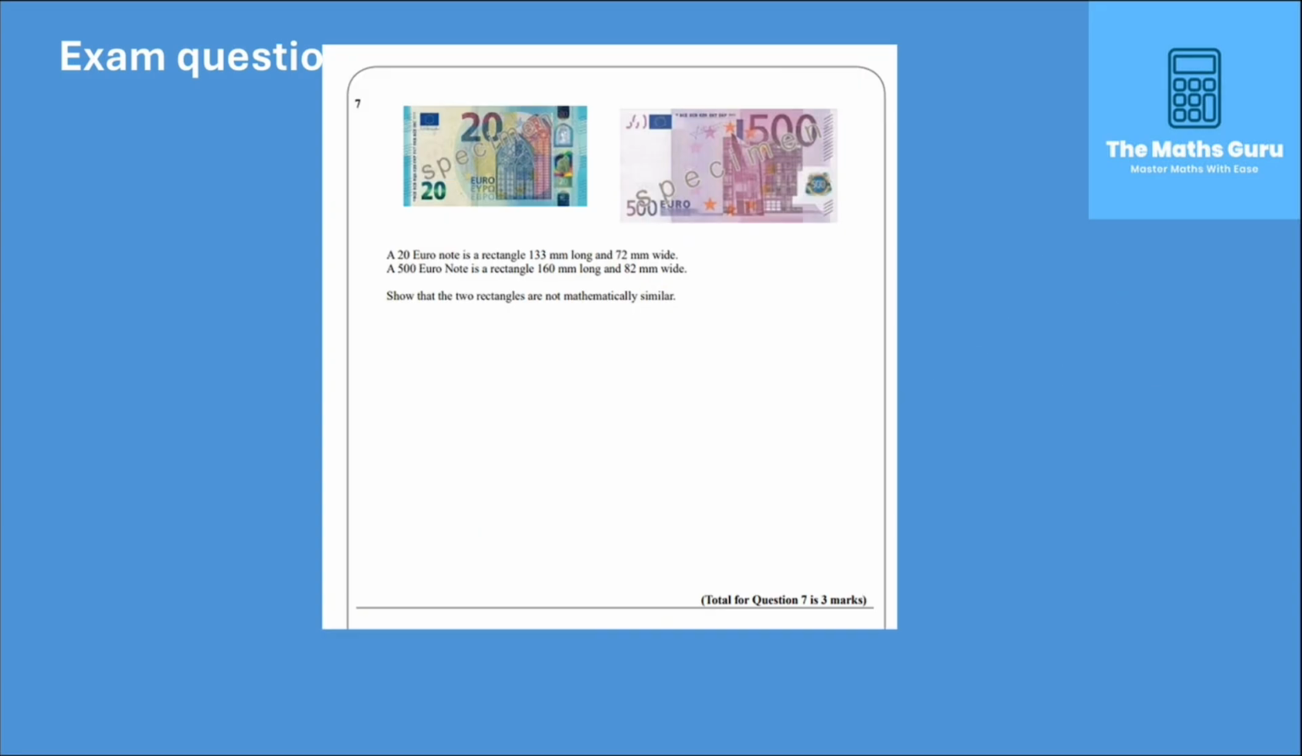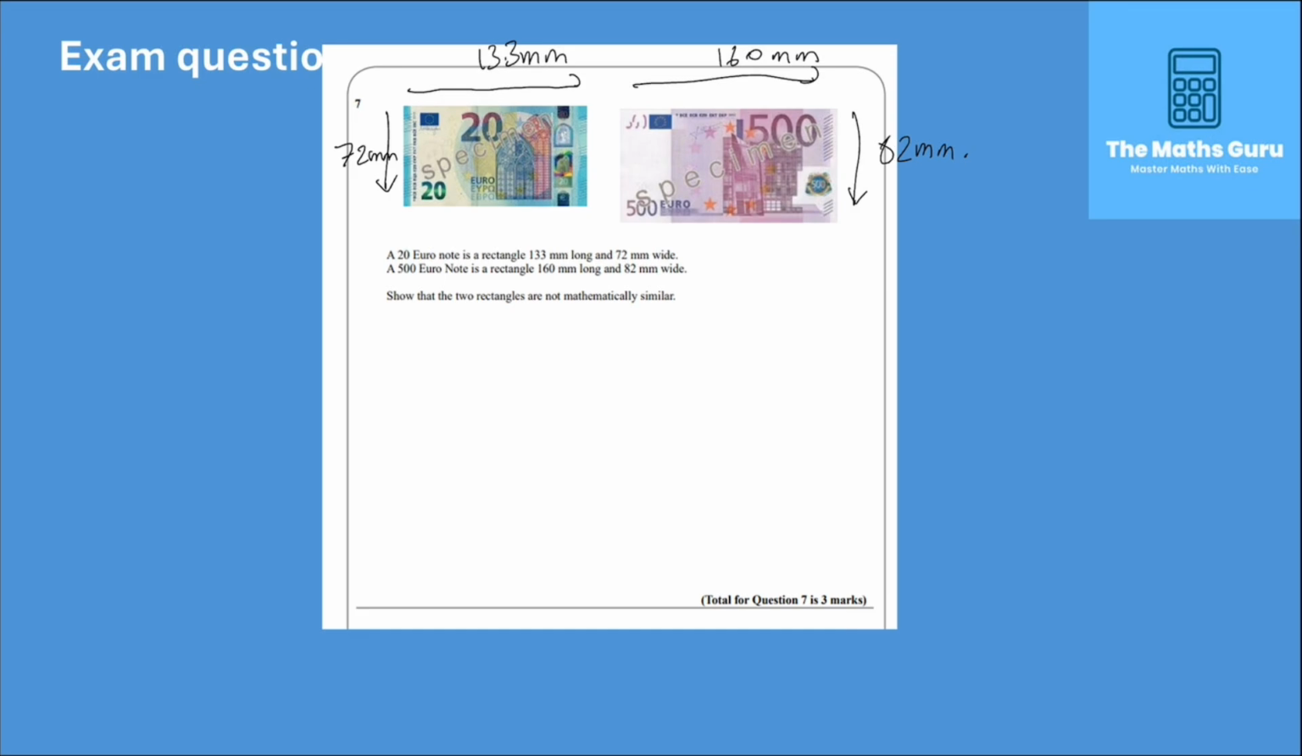Okay, looking at the larger question today, it says that a 20 euro note is a rectangle 133 millimeters long and 72 millimeters wide. A 500 euro note is a rectangle 160 millimeters long and 82 millimeters wide. Show that the two rectangles are not mathematically similar. So it tells us that the 20 euro note is as such, 133 millimeters long and 72 millimeters wide. A 500 euro note is 160 millimeters long and 82 this way.